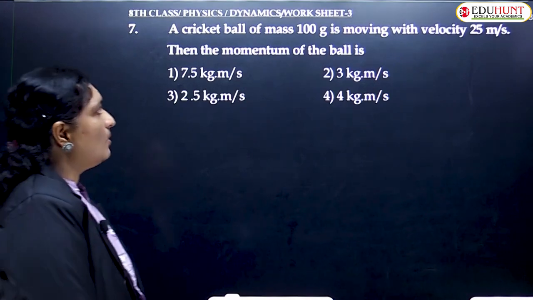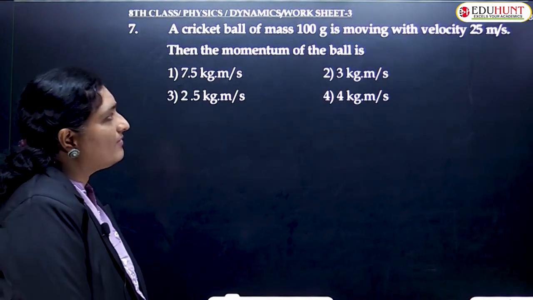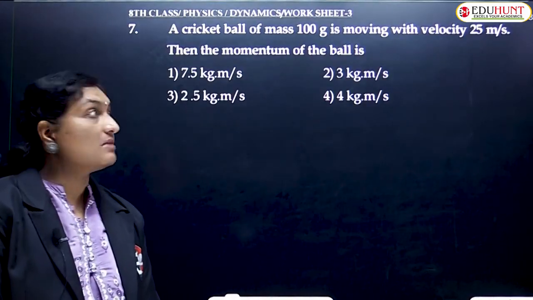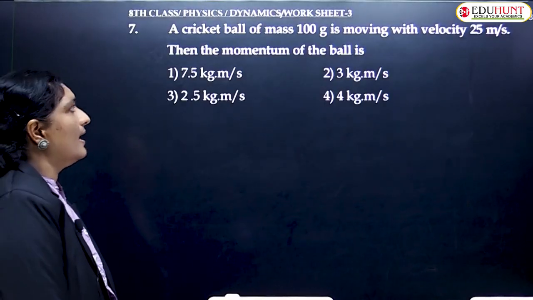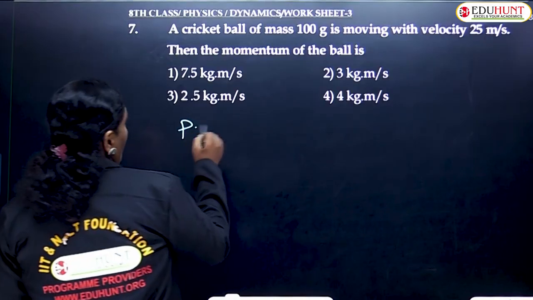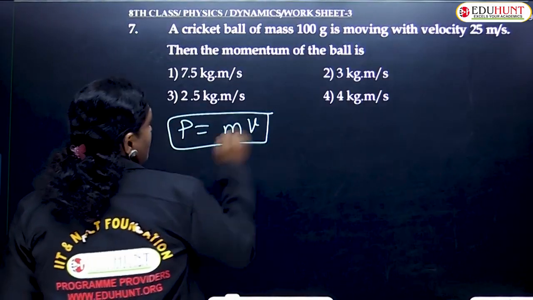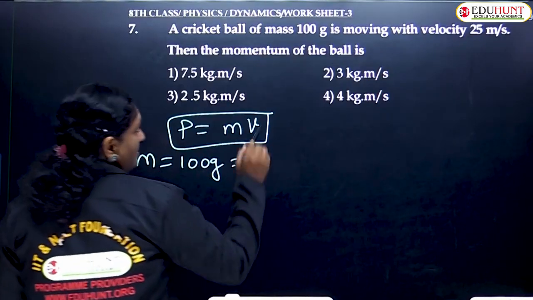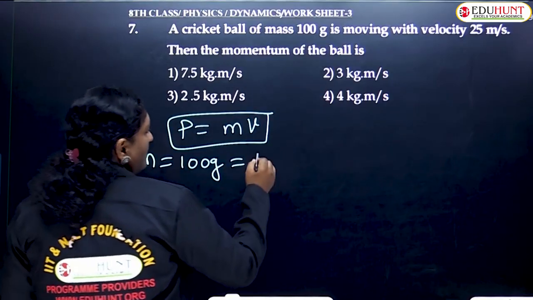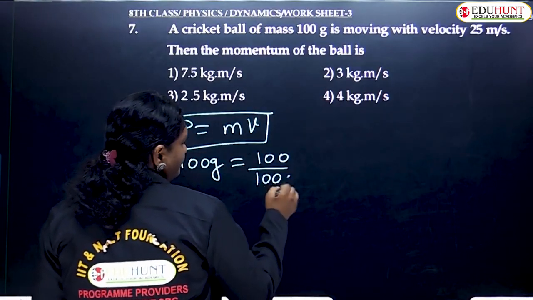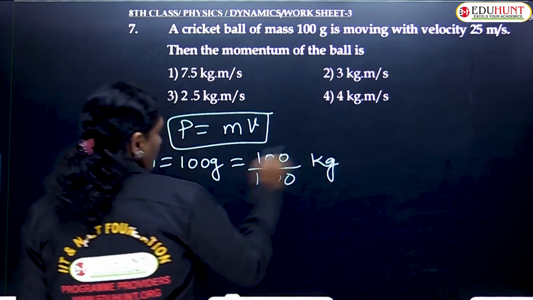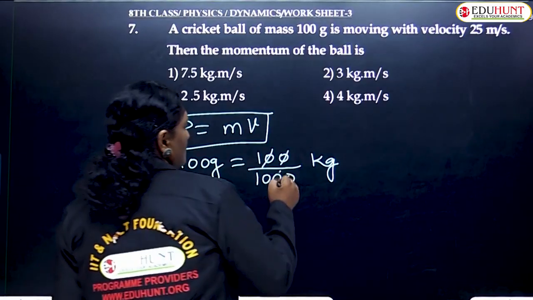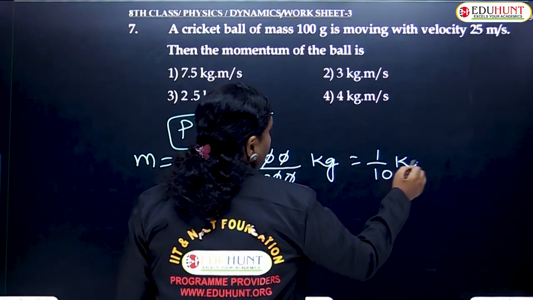Next question, a cricket ball of mass 100 grams is moving with velocity 25 meter per second. Here again, 100 grams is in the CGS system, velocity is given in the SI system. So again you are asked to find the momentum. So same old formula, momentum is equal to mass into velocity. What is given, children? Mass is given as 100 grams. To convert this into kgs, you have to divide this by 1000. 1 gram is 1 by 1000 kg, so 100 grams is 100 by 1000 kg. So zeros will get cancelled, so you're left with 1 by 10 kg.